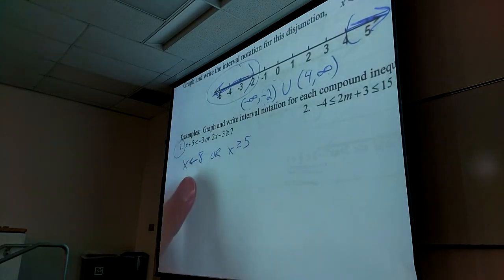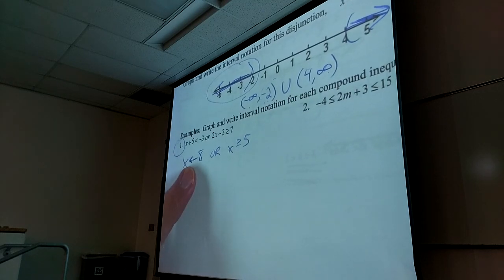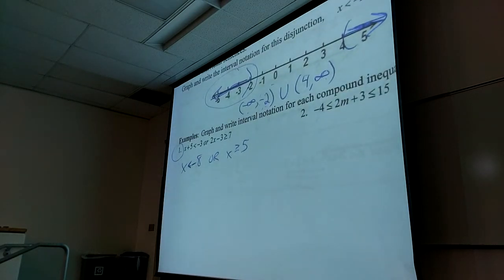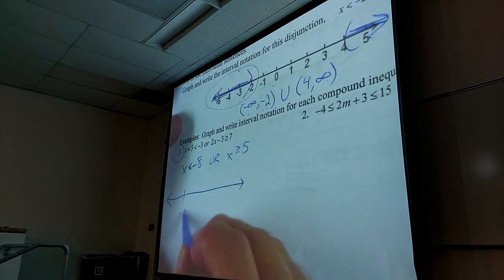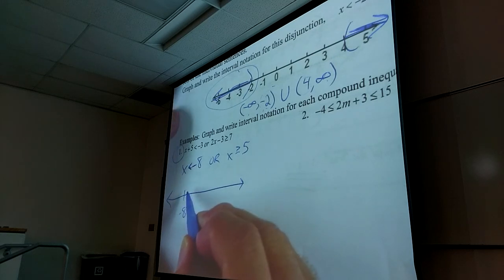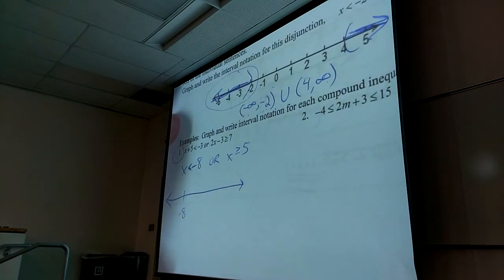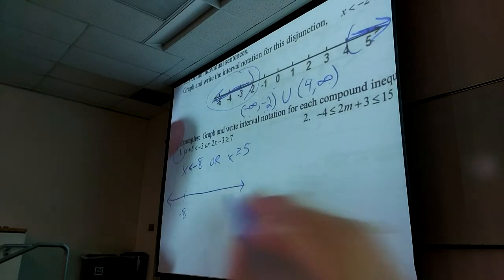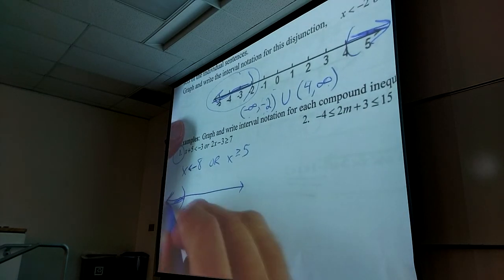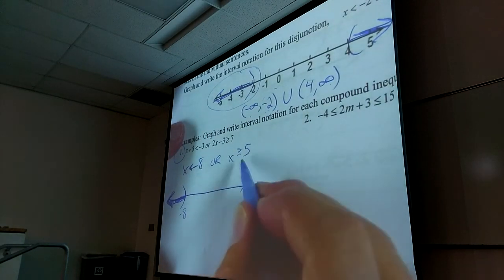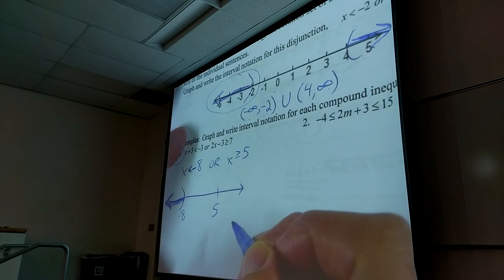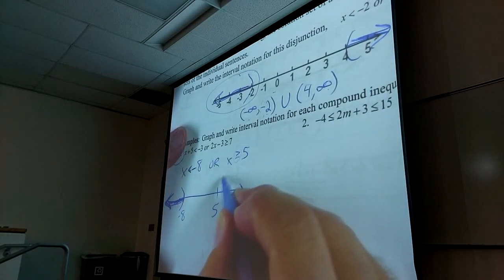You guys get that so far? Alright. And this is almost too nice to believe. There's only a few situations that are a little weird with or. But it's just like we just did. There's -8. What am I going to put on -8? Parentheses. And then 5. What am I going to put on 5? Bracket. Good, because there's a lot of equal.